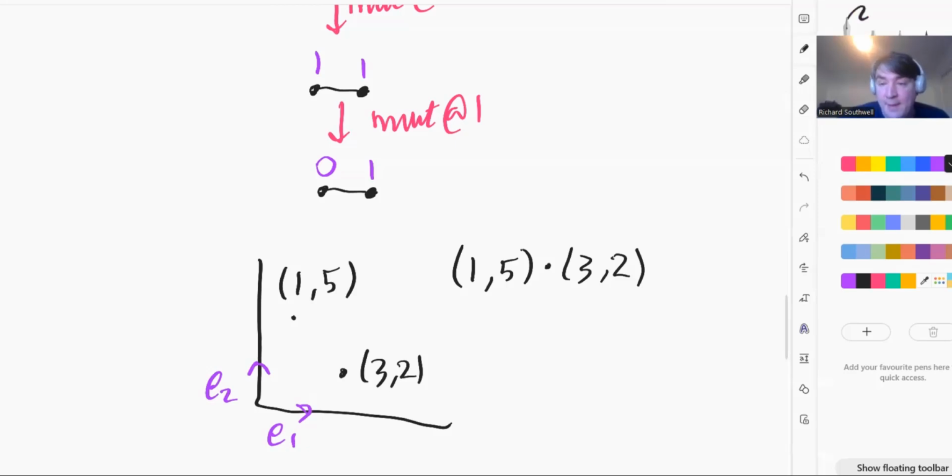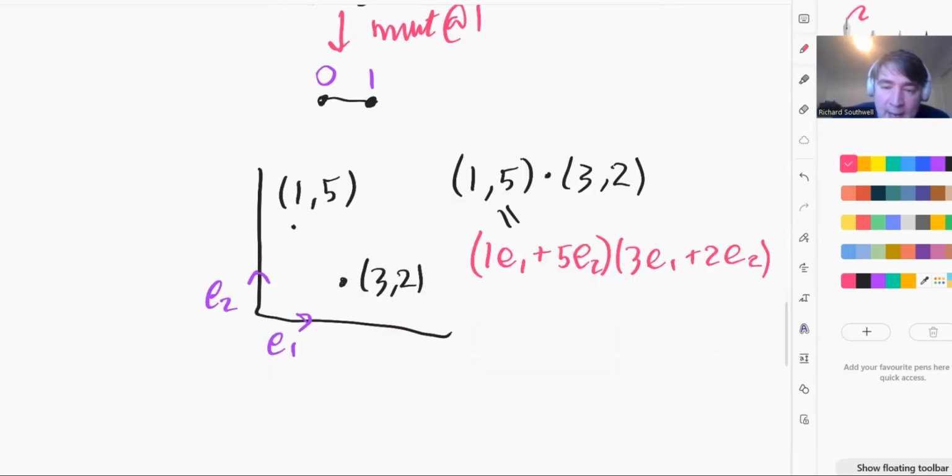So I'm trying to explain basically what this idea of dot product is for people that might not know. And also we're going to generalize this. So even if you know about ordinary dot products, you might want to look at this. So we can write this vector 1, 5 as 1 times this unit vector that's going to the right, plus 5 times this unit vector that's going up. And we want to multiply this by this thing here, which is 3 times E1 plus 2 times E2.